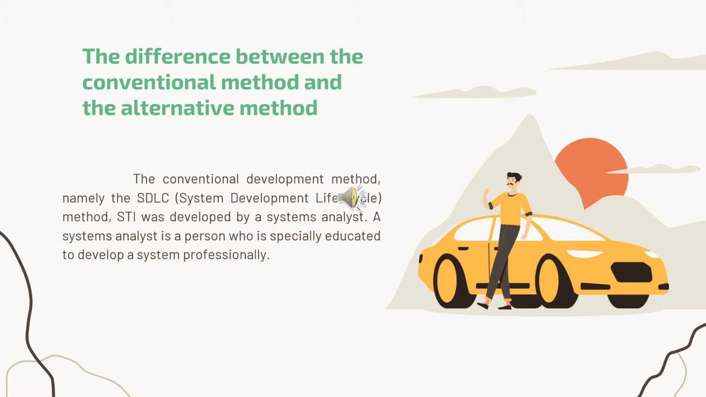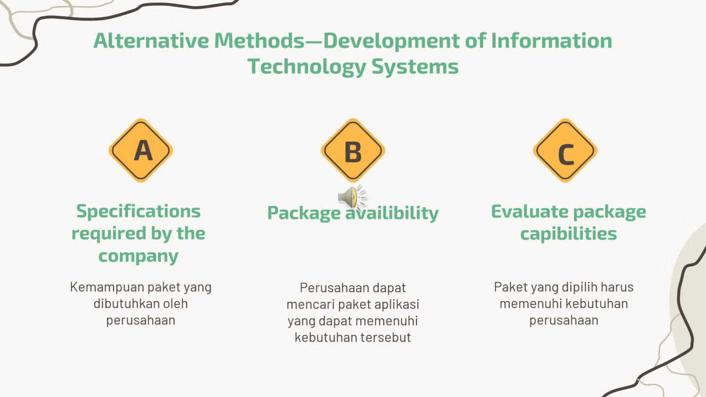Then, the development of an alternative STI package model is carried out by buying an existing software package. This package has been developed by a third party, namely the system analyst or the package seller. Packages that have been purchased can be operated by the information system department or directly used by the system user. Alternative method development of information technology system.